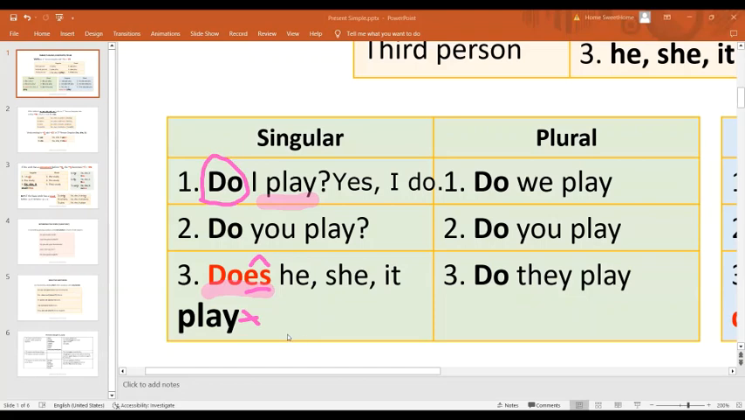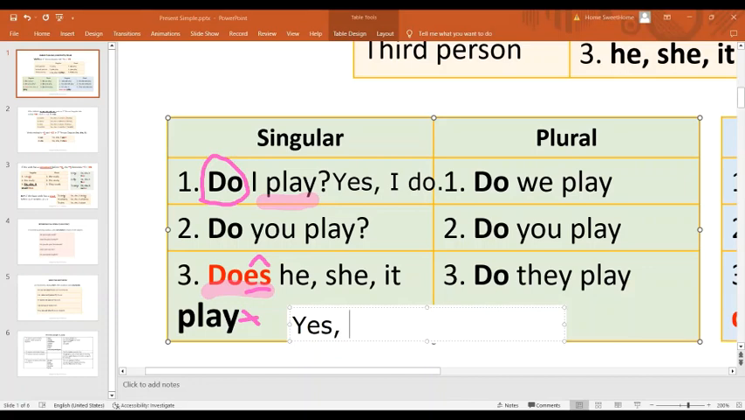All right, so when we answer in positive, in third person, we answer the same way. We use the auxiliary verb, which is does here. So does he play? Yes, he does. Does she play? Yes, she does. Does it play? Yes, it does.